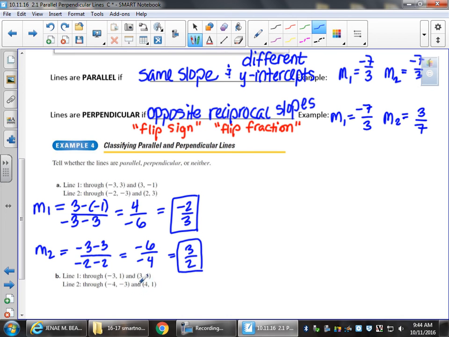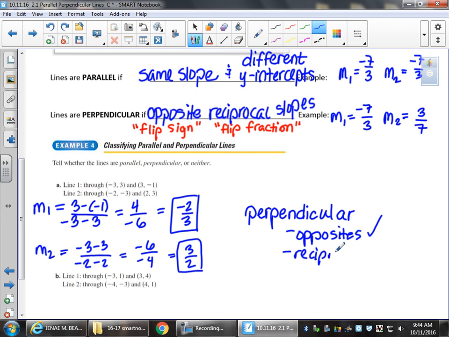Any error in sign or in your arithmetic, and it's all going to come out wrong, so be very careful with it. Are these perpendicular, parallel, or neither? They're perpendicular. Why are they perpendicular? Tell me how you know. So I literally want you to have this as a checklist. Opposites, yes or no? Yes, check. Reciprocal? Yes, check. If either of these were not true, it would be neither. Has to have both.